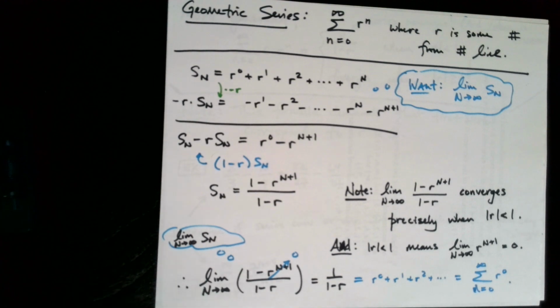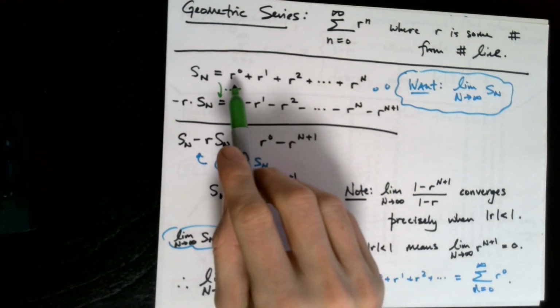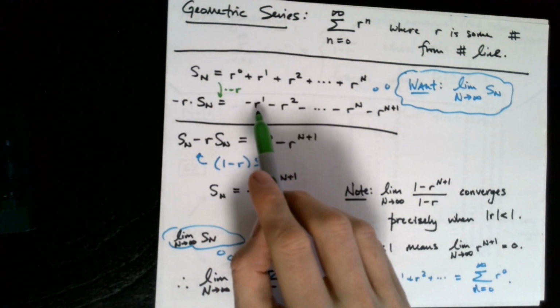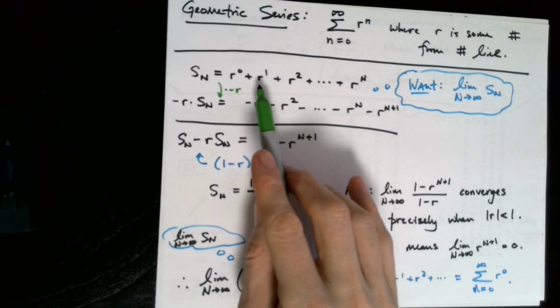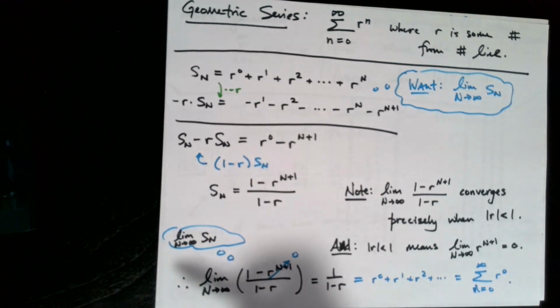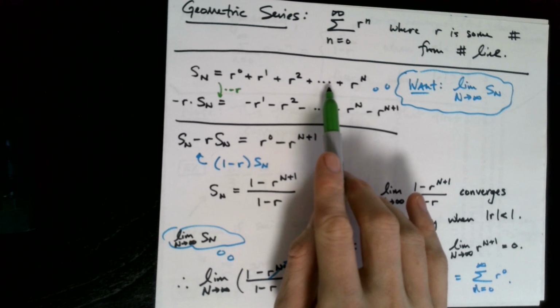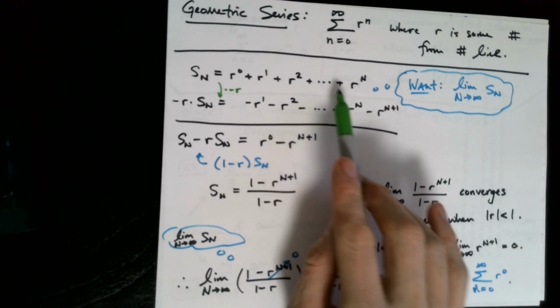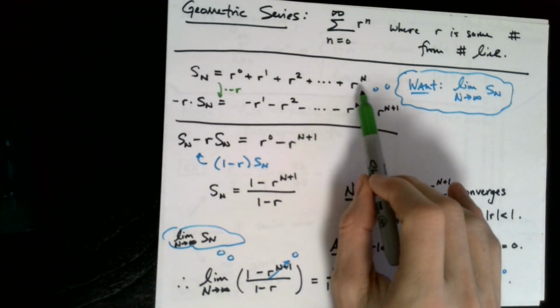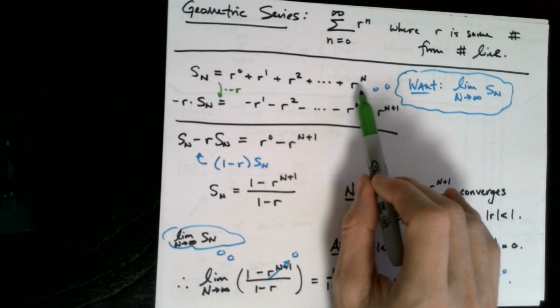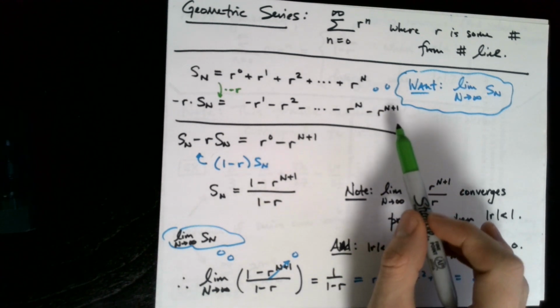And on the right-hand side, what you can notice is, if you take negative r times r to the 0, you'll get negative r to the 1. And r to the 1 times negative r is negative r to the 2. Eventually, you'll get up to r to the n minus 1. Multiply that by minus r, you'll get r to the n. And then r to the n multiplied by negative r would be negative r to the n plus 1.